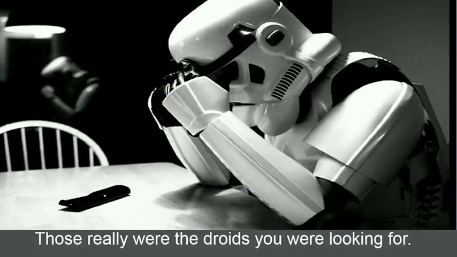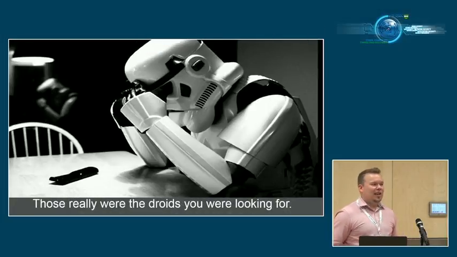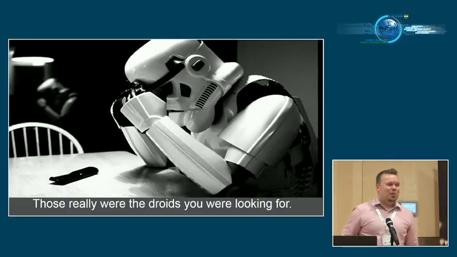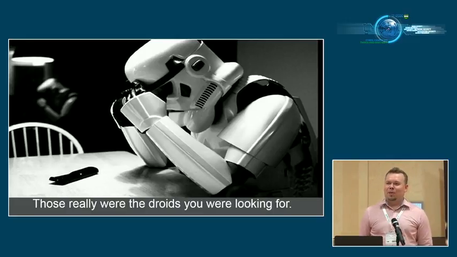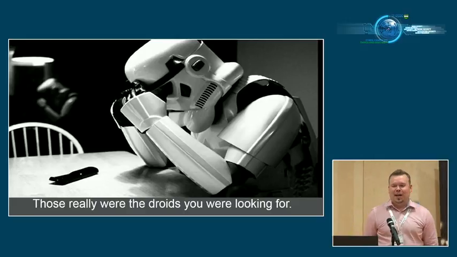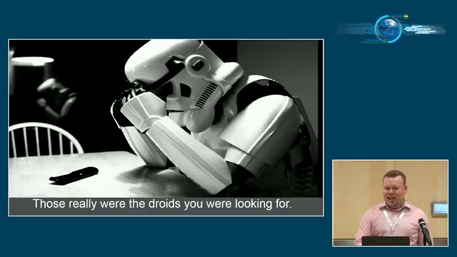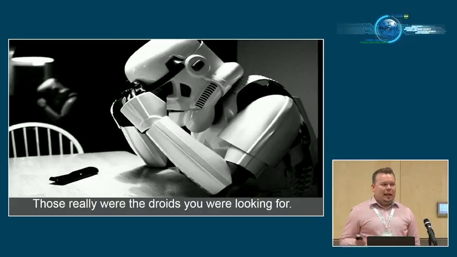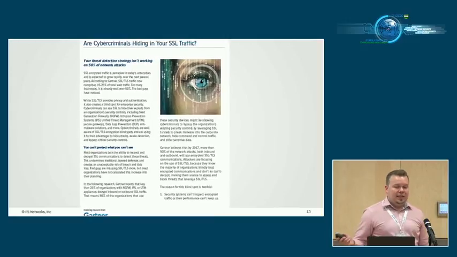Well, what will happen when things are moving to SSL? There's a lot of traffic passing through your network, and we get the stormtrooper problem. Those were actually the droids that you were looking for, but you couldn't look inside because you didn't understand what was going on in the network, really. So we end up with a problem. It's basically a visibility gap in the network when there's SSL.